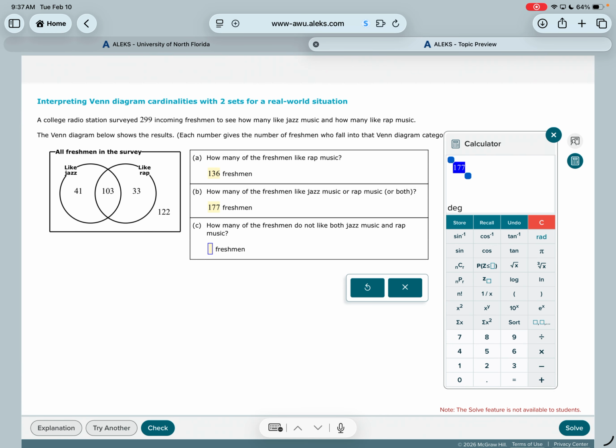How many of the freshmen do not like both jazz music and rap music? How many don't like both? So that would be 41. Oh, on my calculator. So 41 like only jazz, so they don't like both. 33 like only rap, so they don't like both. But then you also have to do the 122. They don't like both because they don't like either of them. So that would be 196, okay?